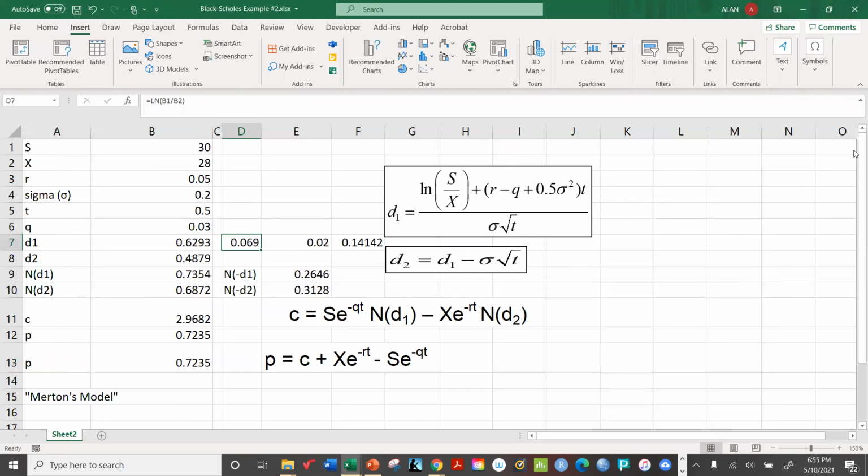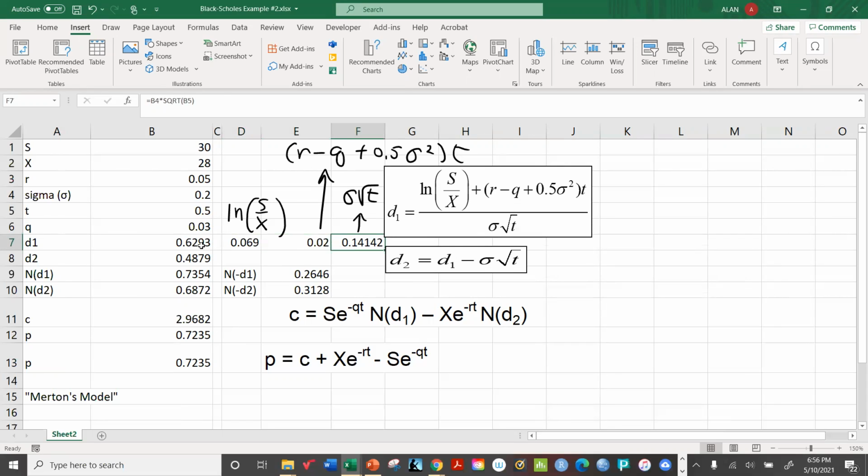This piece here is ln S over X. This 0.02 is the middle piece, r minus q plus a half sigma squared T, and then this is sigma root T, the denominator that is. Okay, and so that means for the formula, all I need to do is add these 2 terms together and divide by this one.